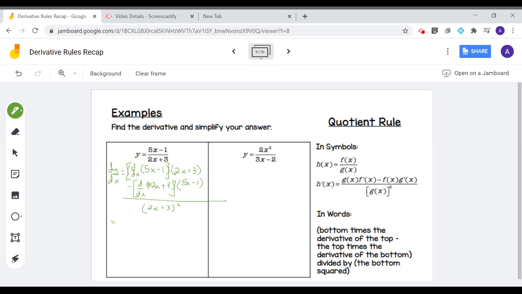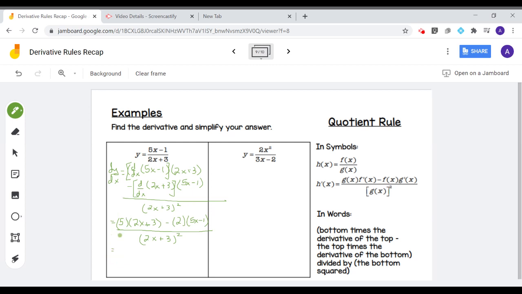Now, this is me telling you what I'm going to do. Now I'm actually going to do it. The derivative of 5x minus 1 is just 5 times 2x plus 3, it's a plus, minus the derivative of the denominator, which is just 2, times 5x minus 1, and that's all over 2x plus 3 squared. Okay.